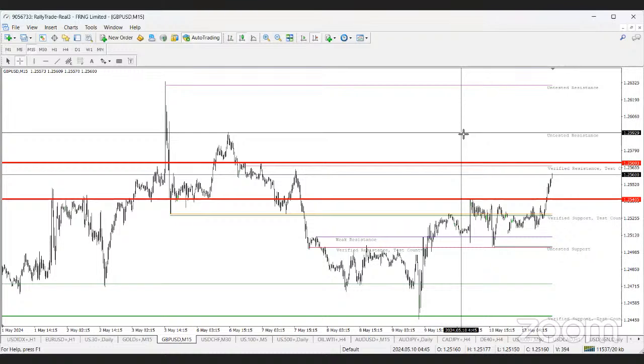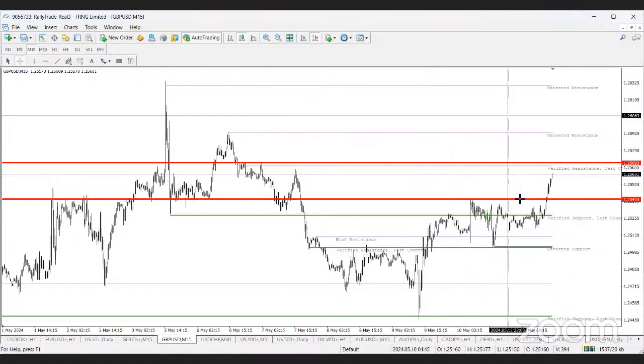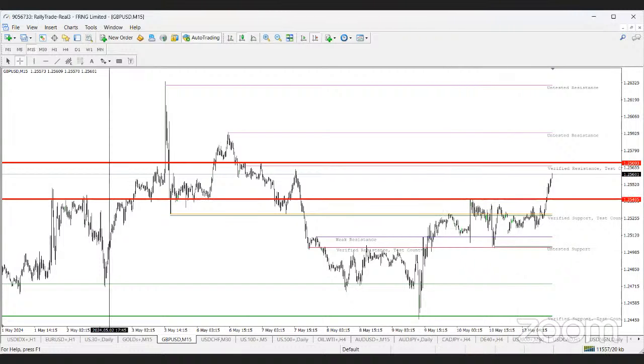A very powerful perfect double top for price to be rejected from that 1.25930, right? So let's move on from there.